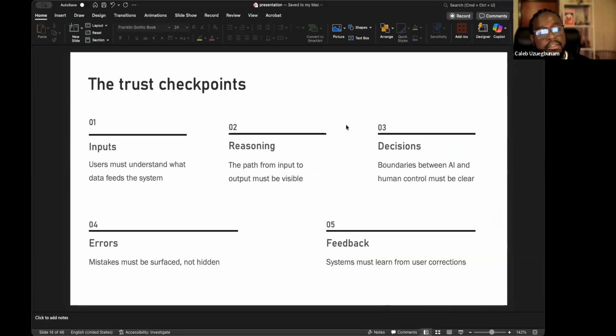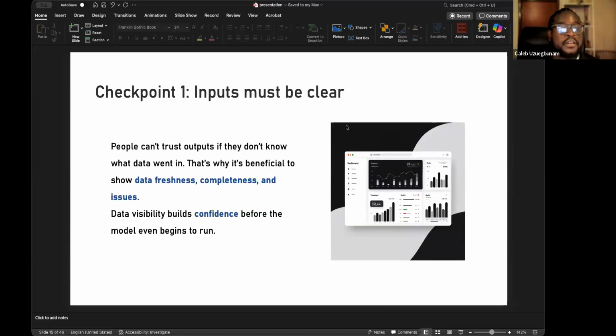Right, so trust. A good way to look at designing for trust would be through the lenses of these 5 checkpoints. I'll be going through each of them very quickly, because we still have time. So there are 5 of them: inputs, reasoning, decisions, errors, and feedback. We'll get into them shortly.